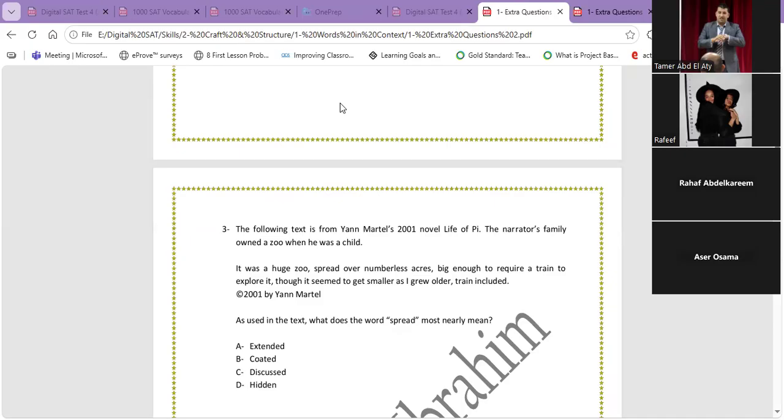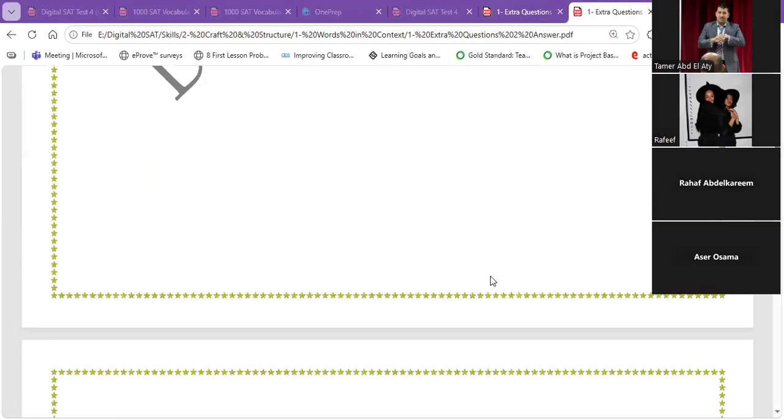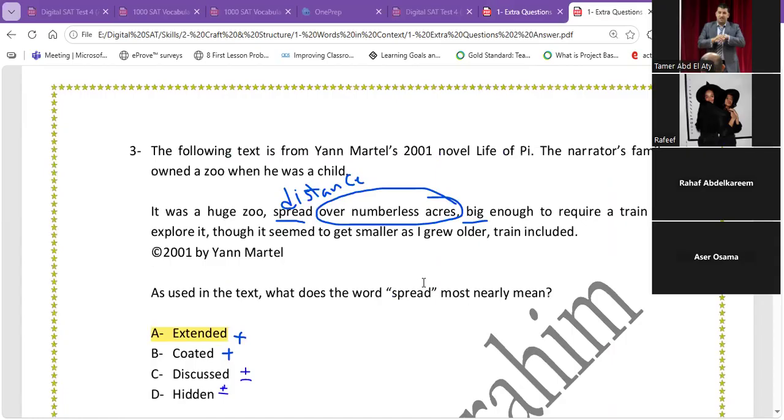Waiting for Esser Ayman, number 3. Okay. Again, all of you got it right. Let's find together number 3. Extended positive, quoted positive, discussed neutral, hidden neutral. Again, because we have two neutral, go to the context clue. And here I need the meaning of spread.